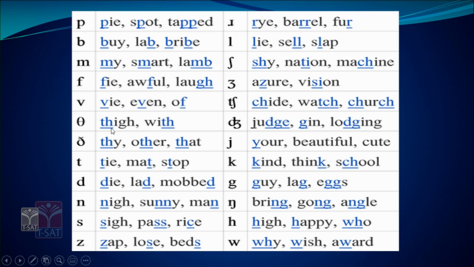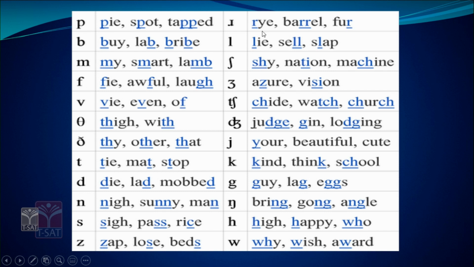th as in thigh and with. th as in thy, other, that. t as in tie, mat, stop. And d as in die, lad, mobbed. n as in nigh, sunny, and man. s as in sigh, pass, rice. z as in zap, lose, and beds.